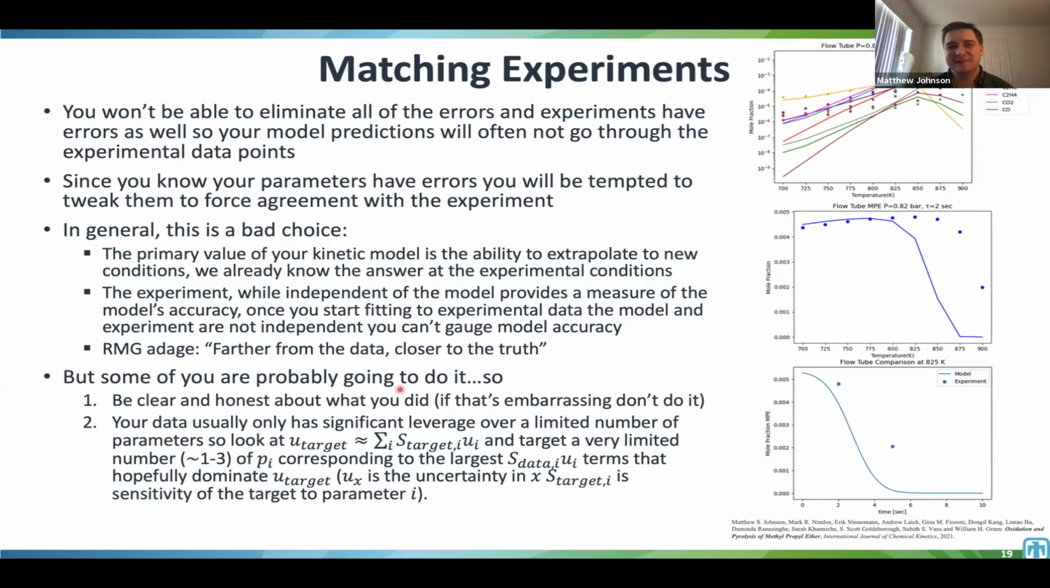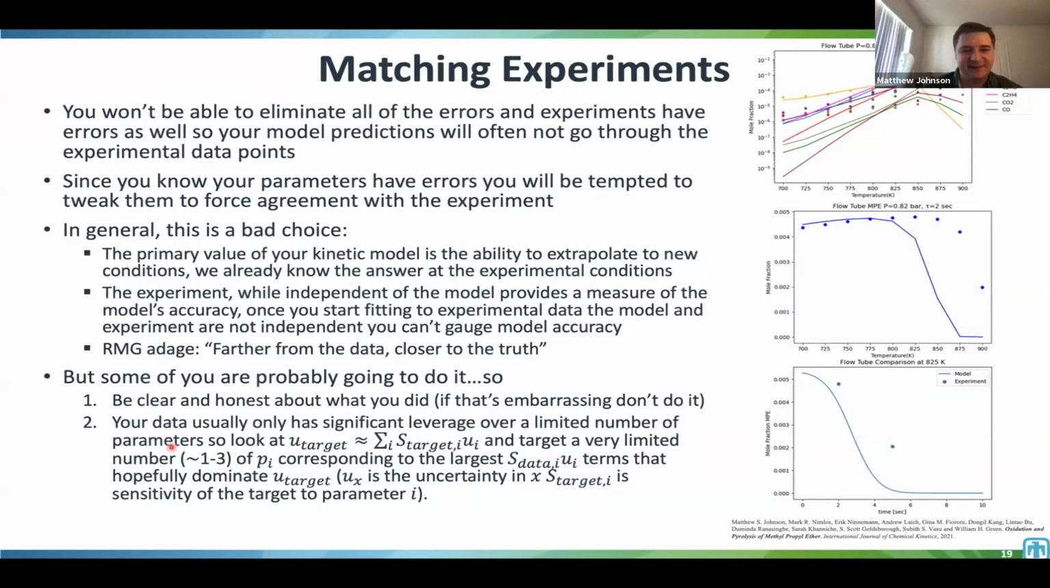However, some of you are probably going to do it anyway. So key things about doing this: be clear and honest about what you did. If what you did is embarrassing, don't do it. Don't bury it in the SI. Say what you did. And more particularly, your experimental data usually only has significant leverage over a very limited number of parameters in your mechanism. There are a lot of studies where people fit all of their parameters to experimental data, and this can give you really unrealistic rate coefficients and parameters that don't really make sense or violate the collision limit.